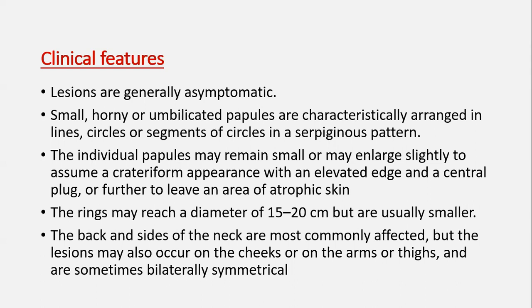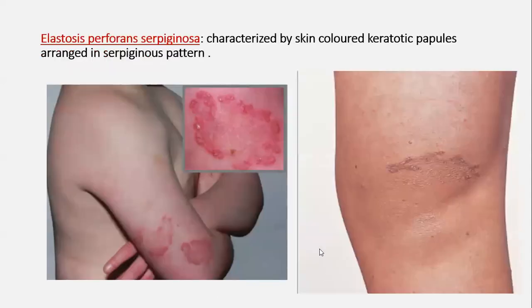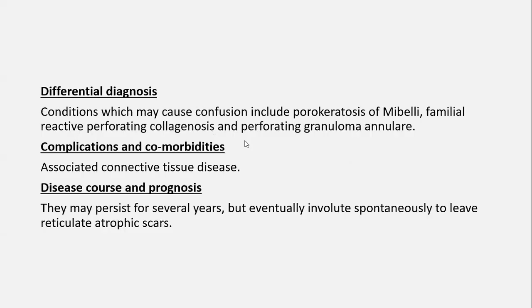The ring may reach a diameter of 15 to 20 centimeters, but may be smaller. Back and side of neck are most commonly affected, but lesions also occur on cheek, arm, thighs, and sometimes bilaterally symmetrical. So this is a characteristic skin-colored keratotic papules arranged in serpiginous pattern. Each papule is small and has a small crater in the middle.